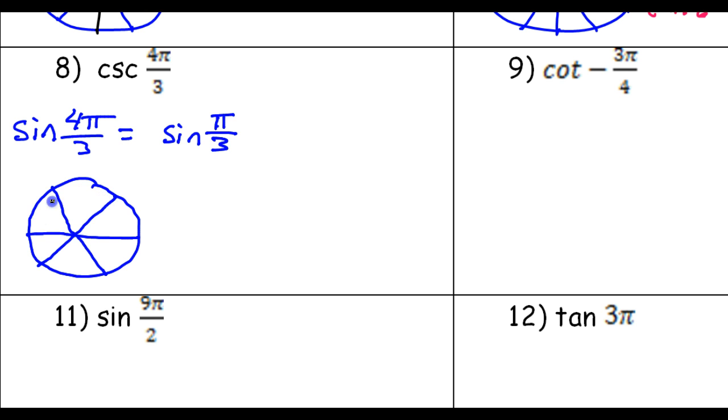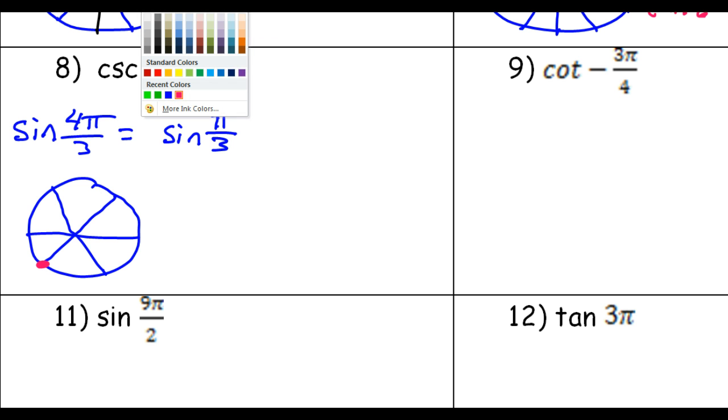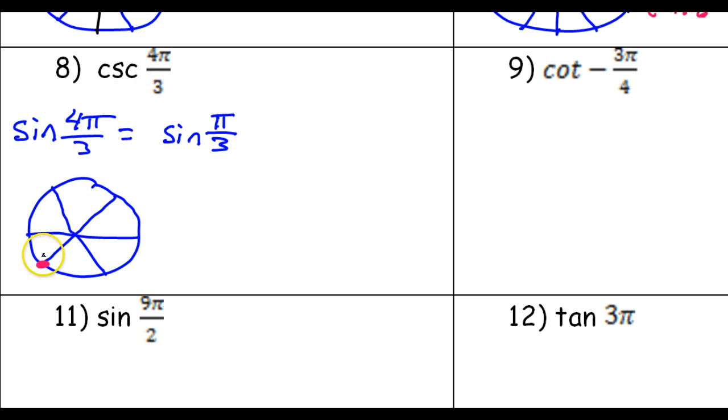Okay, see I've got my 3 pieces, so these are pi over 3's. Now I need to go to 4 pi over 3. So starting from here, this is 1, 2, 3, 4. 4 pi over 3 is right here. Now, let's talk about the signs, positive and negative, in this third quadrant.